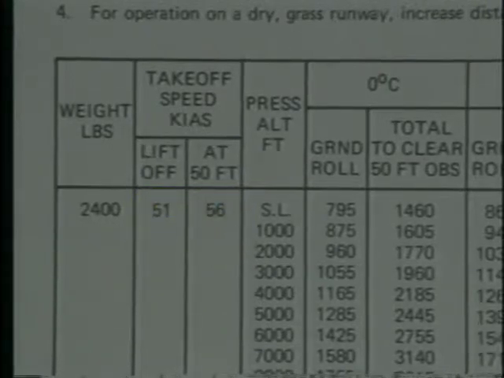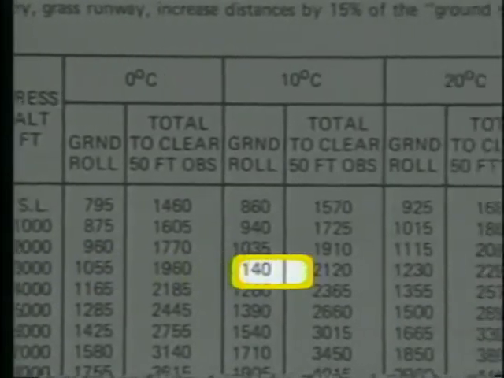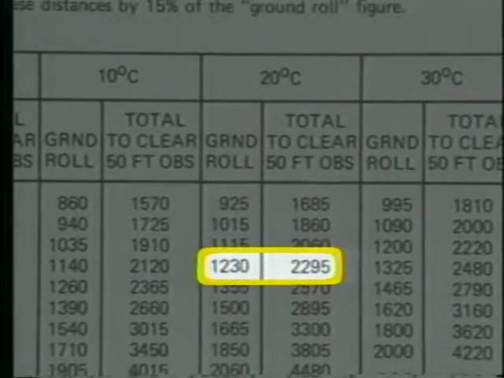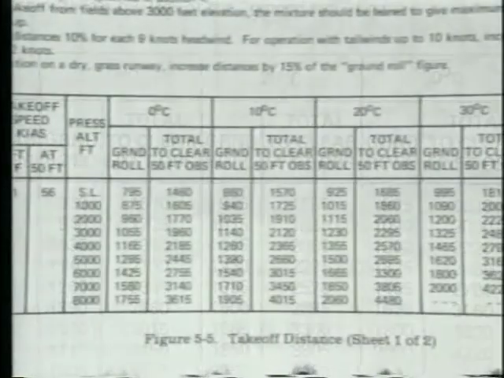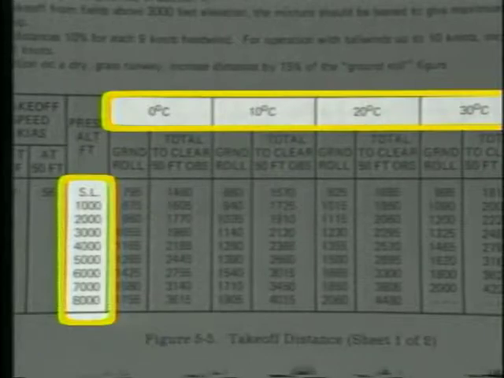First, locate the pressure altitude of 3,000 feet. And then move horizontally to the current temperature of 20 degrees Celsius. Under these conditions, the ground roll distance is 1,230 feet, and the distance required to clear a 50-foot obstacle is 2,295 feet. As you can see, this chart does not cover every temperature or pressure altitude possible. Therefore, it's often necessary to interpolate values between the given variables.